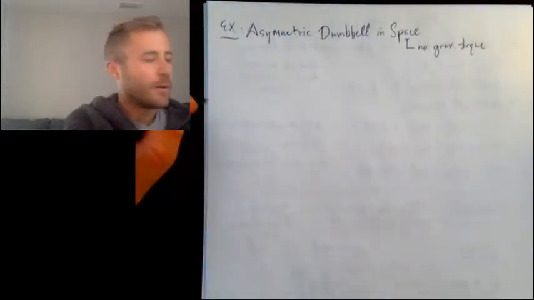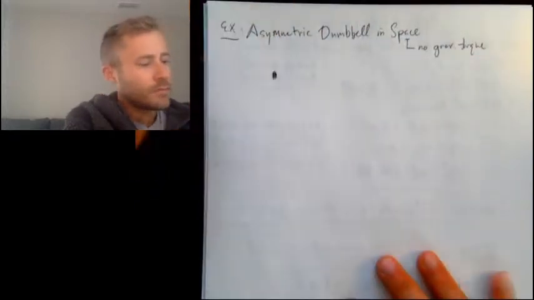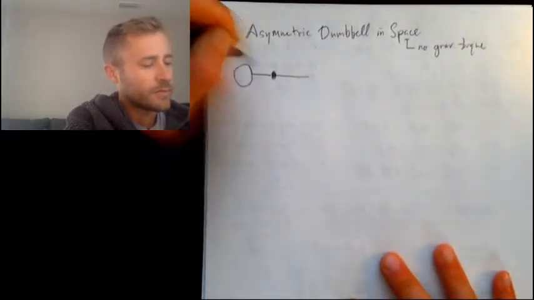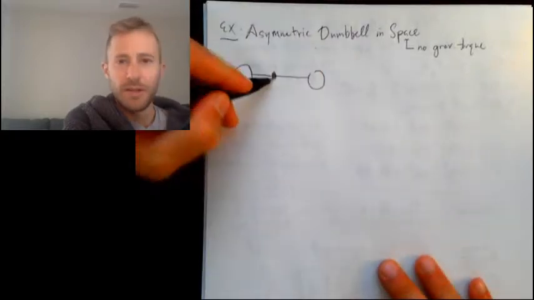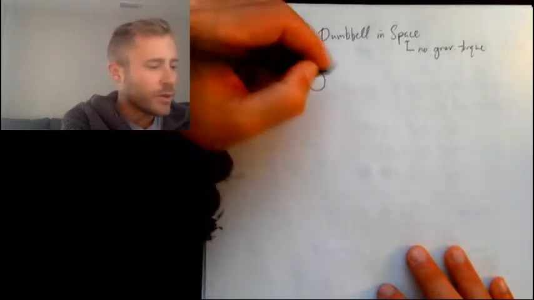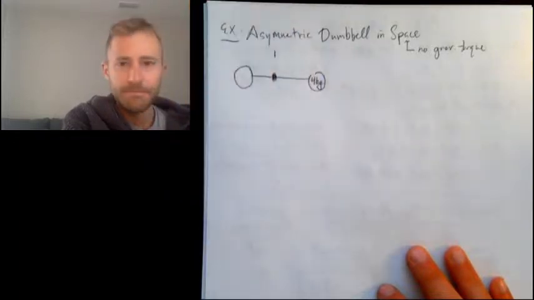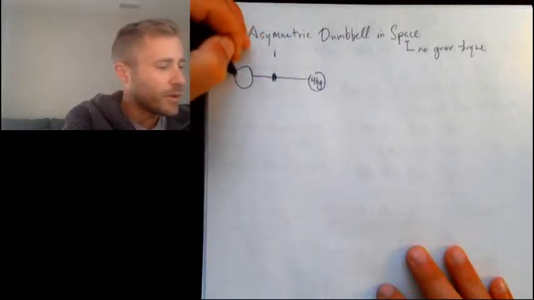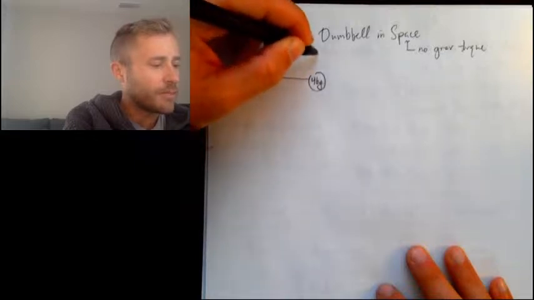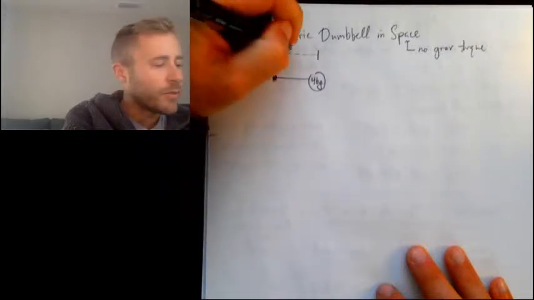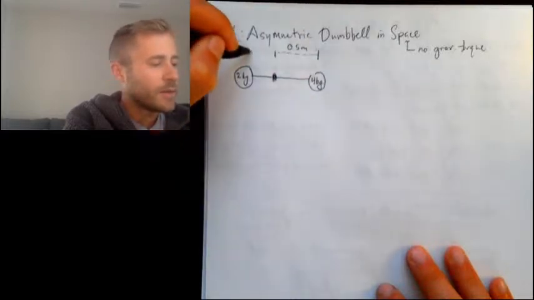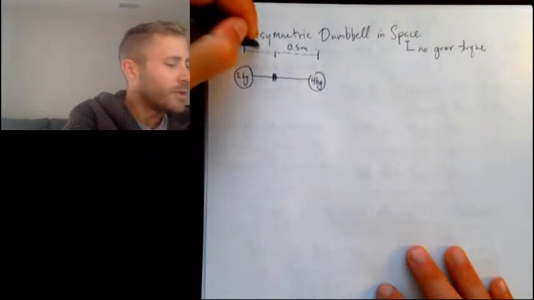Okay, so it's an asymmetrical dumbbell, kind of looks like this. And it's pivoting about this point. This point is not in the middle of the dumbbell. So we've got a 4 kilogram mass over here. And we've got a 2 kilogram mass over here. And the 4 kilogram mass is 0.5 meters from the pivot. And the 2 kilogram mass is 0.3 meters from the pivot.